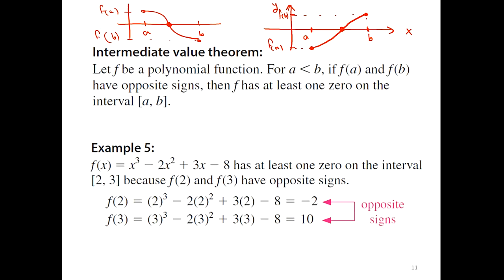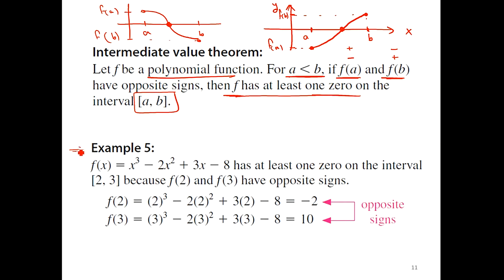So this theorem, if you have a polynomial and a less than b, so a and b different, f(a) and f(b) of opposite sign, if this is positive, this is negative, if this is negative, this is positive, multiplying f(a) by f(b) must always be negative. So we have at least 1 zero for f of x on this interval a and b.